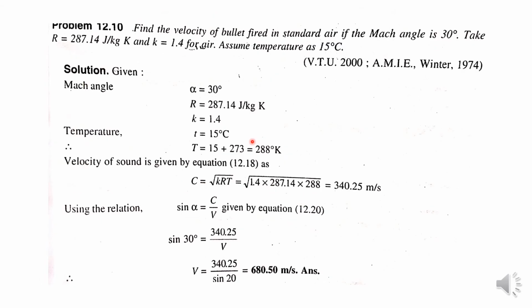Degree, take R equal to 287.14 joules per kg Kelvin and k equal to 1.4 for air. Assume temperature as 15 degree centigrade. So here the Mach angle alpha is directly given as 30 degree.